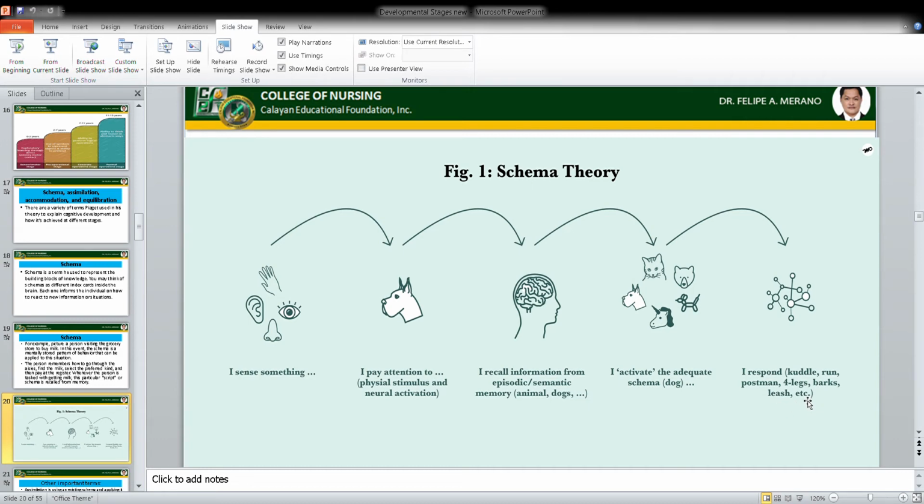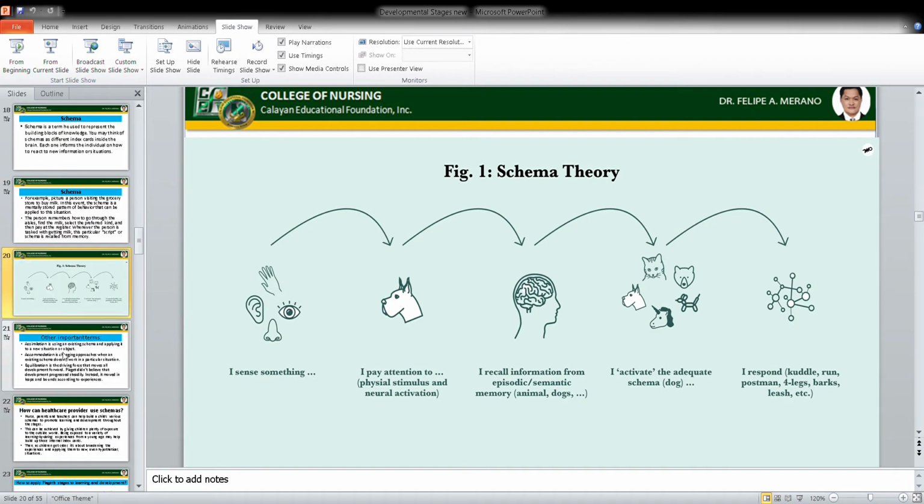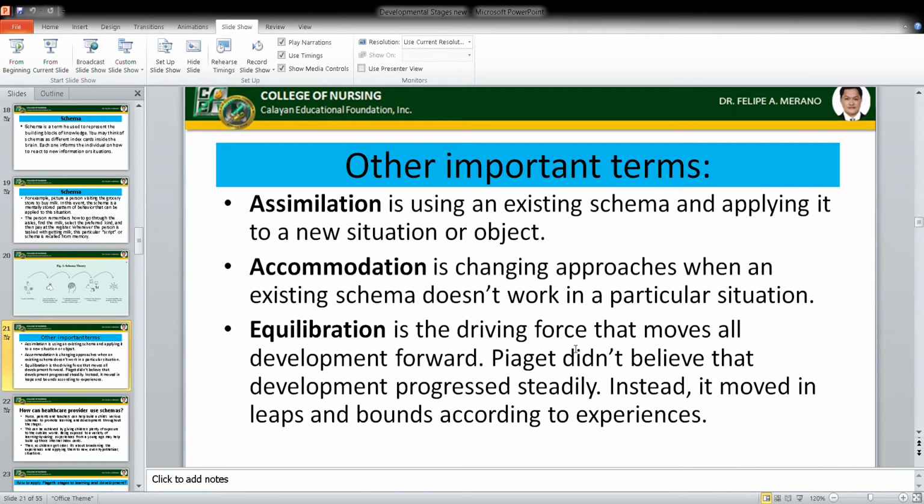Or ikaw ay babatok, o ikaw ang babatok dun sa aso, etc. Depending on your reaction. Okay, malinaw po. Then next, there are other important terms in this Piaget's cognitive development.